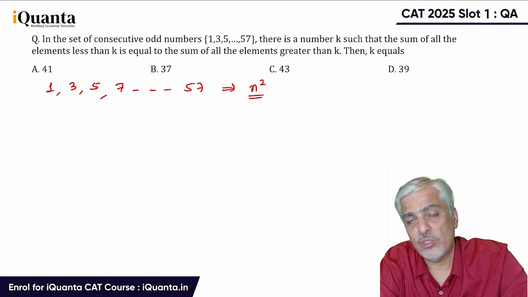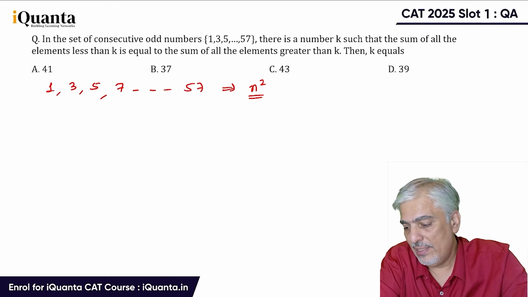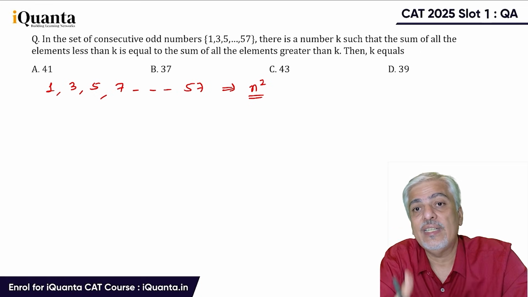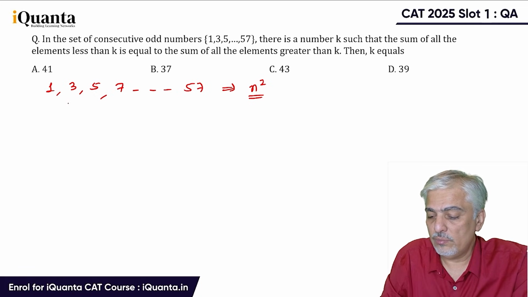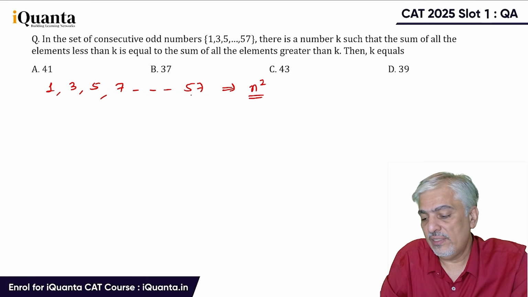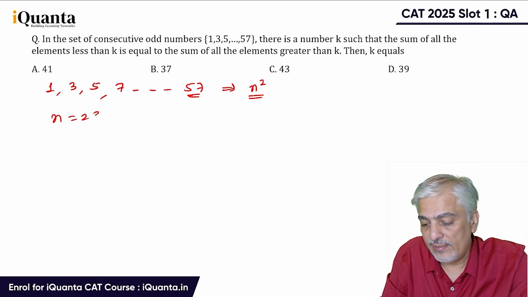And there were options also. That was the best part. So in fact, this question, I thought, should have been done with options. If you didn't get the intuition which I got, you could have definitely used options. Okay, so now what is the sum up till 57? When I look till 57, there are 29 numbers, so n is 29.